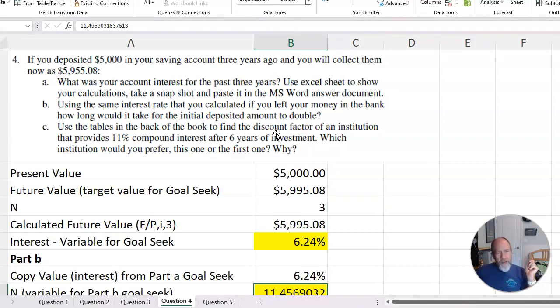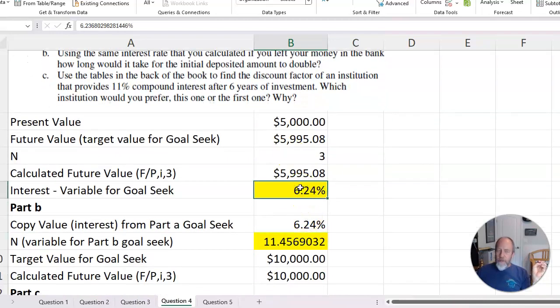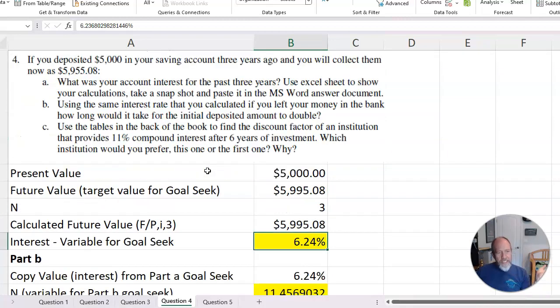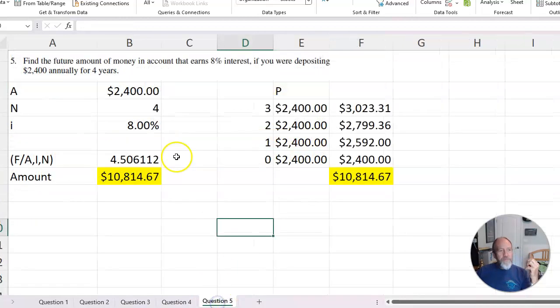Using the tables provided in the back of the book, find the discount factor of an institution that provides 11% compound interest after 6. Okay, I'm blasting through this one because the question is, which of the institutions would you prefer? The one that's giving you 6.24% interest, or in C, the one that is giving you 11% interest? I don't even need to do any calculations. It would be the one that's giving you 11. Why? Because that's a better rate of return than 6.24.